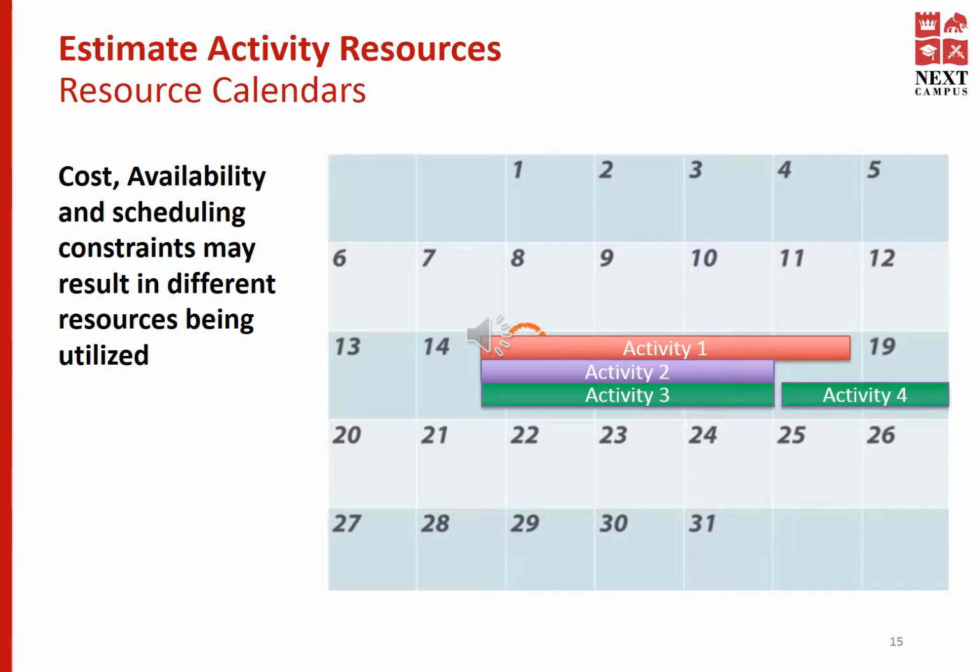Cost, availability, and scheduling constraints may result in different resources being utilized. Although you see the above allocation, if you have various constraints, resource allocation may change. For example, if you have a budgetary constraint, although the purple resource is going to take longer than any other resource, you may prefer him over the rest because the purple resource is more affordable than the rest.